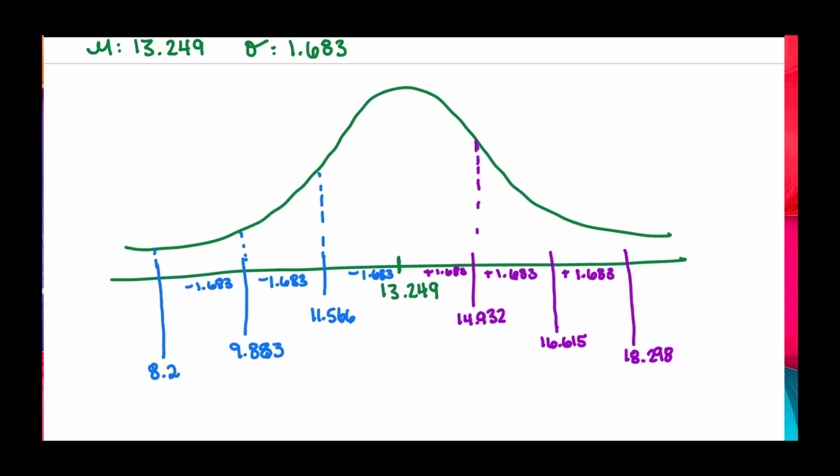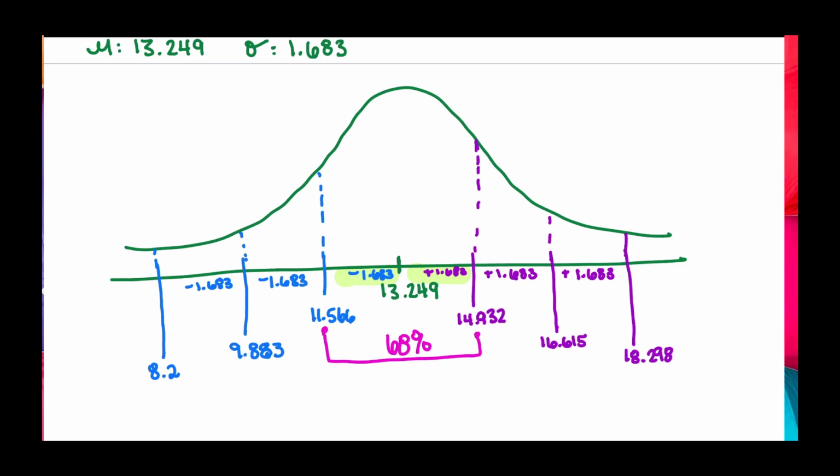extend these lines if you want. But really what we want is underneath here. If I go out 1 below, so 1 this way and 1 above, 1 this way, I get these 2 numbers, 11.566 and 14.932. So if we go out 1 each way, that's approximately 68% of the data. So 68% of the data falls between 11.566 and 14.932.